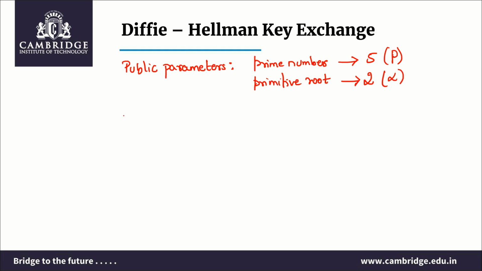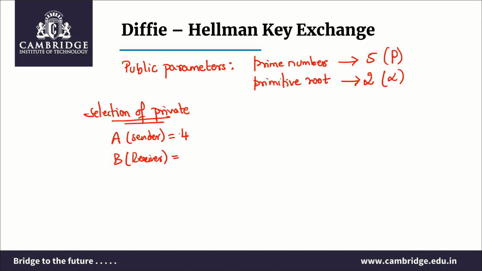Now we have to select the private keys, right? So the selection of private key. In the exam, while solving, the private key will be given to you. Otherwise, if they ask you to explain the algorithm with an example, then you can take your own private key. Let us consider that A, the sender, is selecting the private key as 4, and B, the receiver, is going to select the private key as 5.